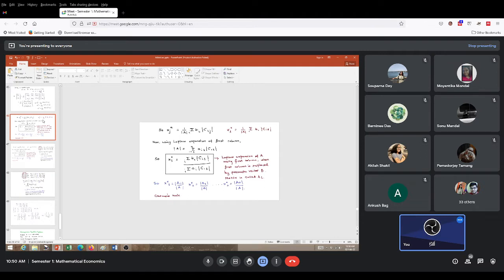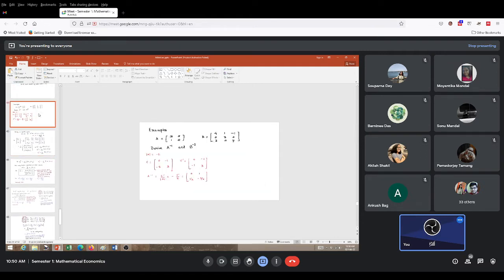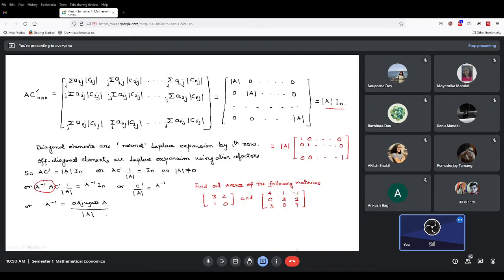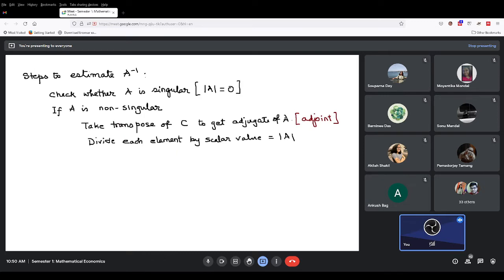Okay, so the matrix method is easier in the sense that once you find out A inverse, and you get the adjoint of A by determinant of A, then the solution becomes much easier. You simply take x equal to A inverse B, and you are going to get terms like this. So x1 star is c1, x2 star is c2, and so on. So if you use the matrix method, the advantage is that you get all the solutions together. You get x1, x2, x3 all together.